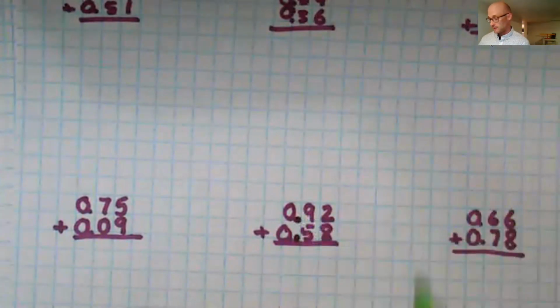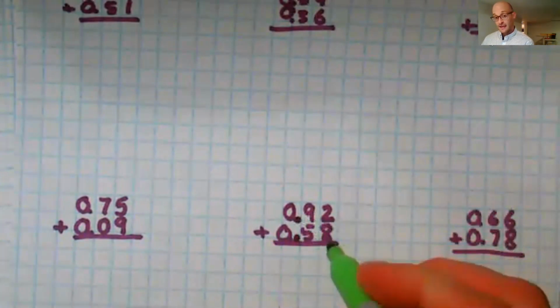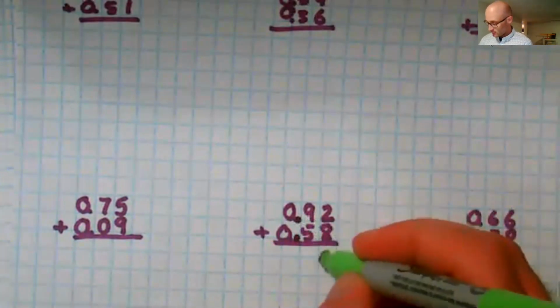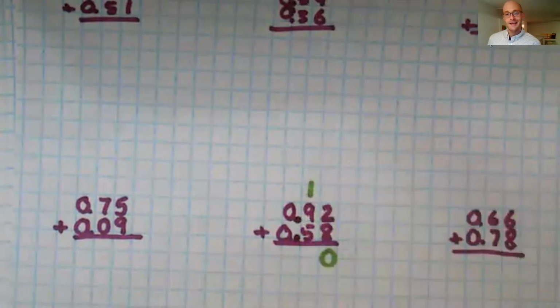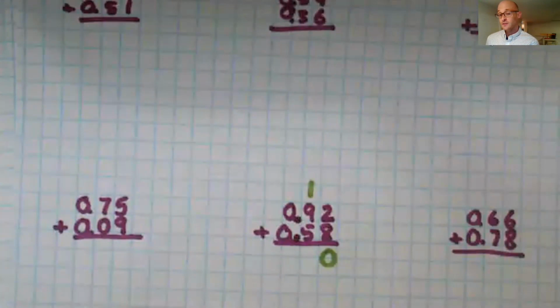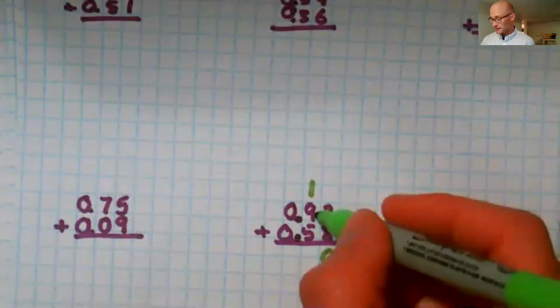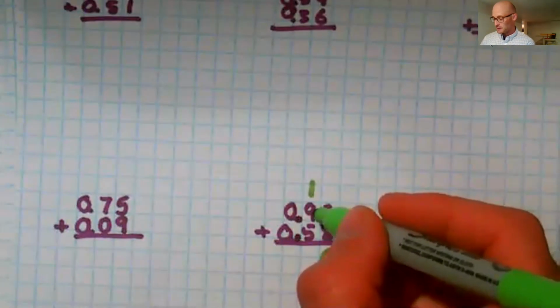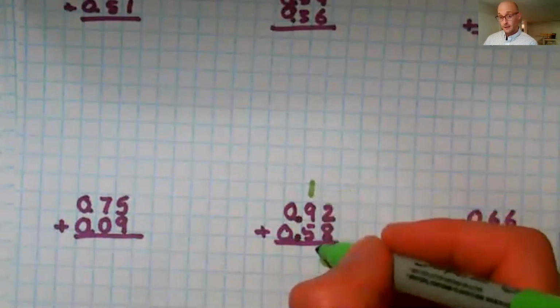Let's add those together. 2 cents and 8 cents makes 10 cents. I know that's going to require some regrouping, so I put it right over here. 90 cents and 50 cents is 140 cents, that's right. So you might say 9 and 5 make 14, plus one more that I regrouped is 15.